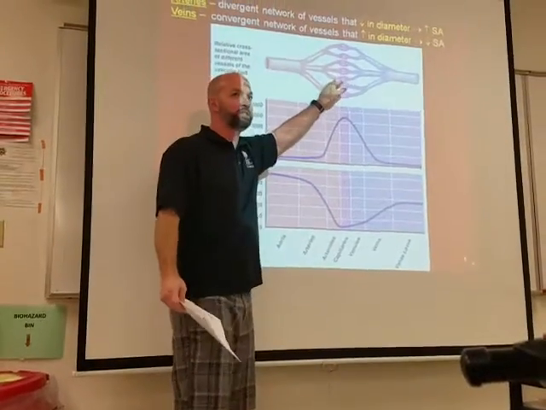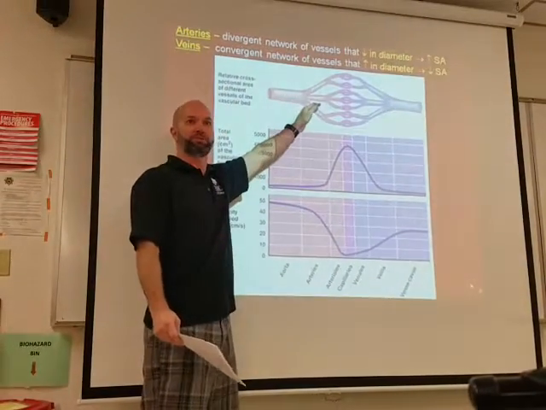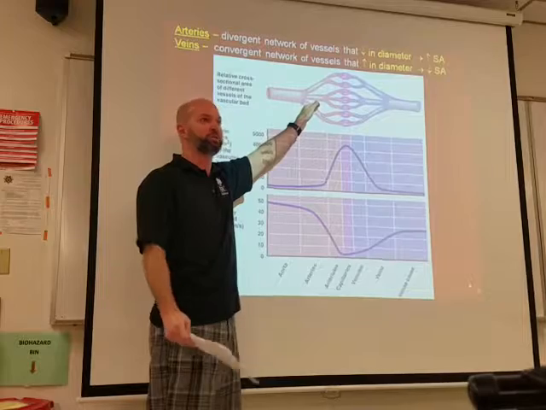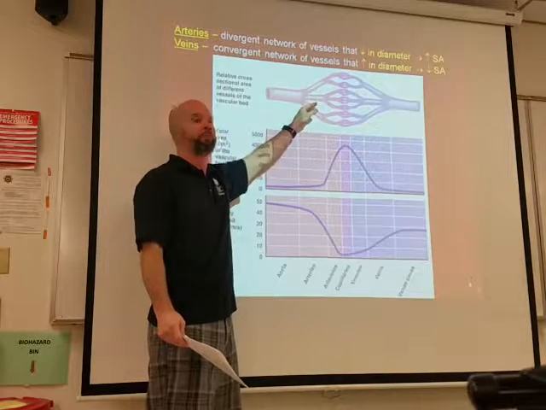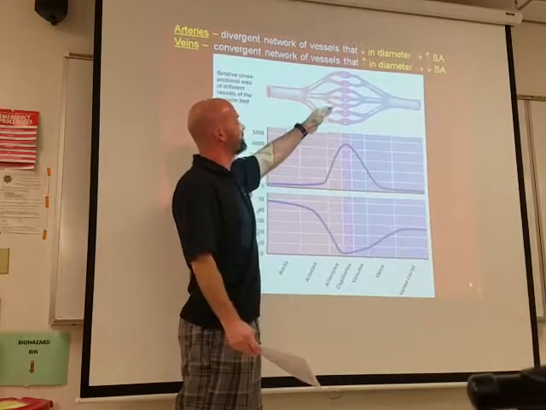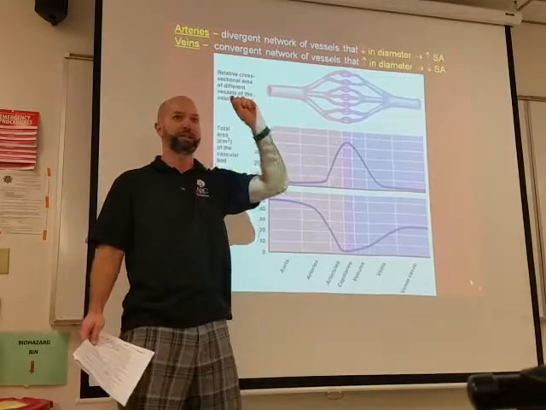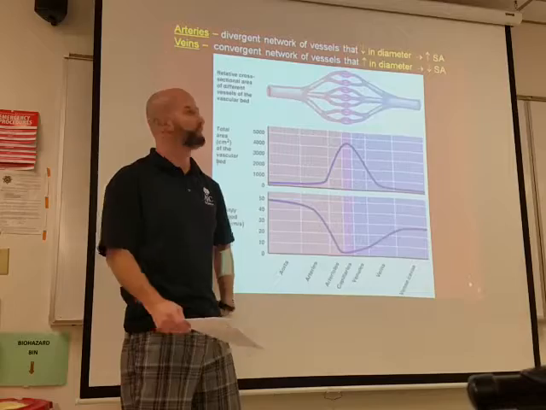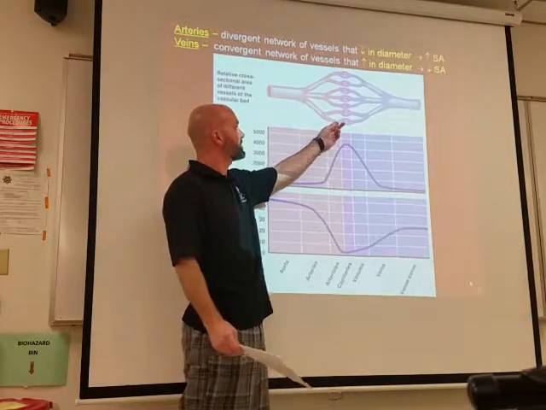From 1 to gazillions, divergence, right? Branching upon branching upon branching upon branching. Every time you have the next generation of branching, the vessel is getting smaller and smaller and smaller in diameter until we get down to the microscopic level.